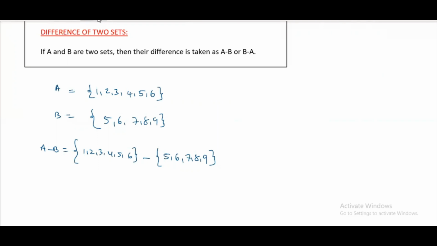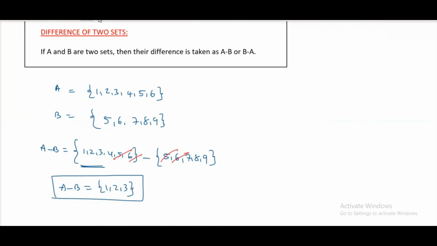So 1, 2, 3, 4, 5, 6, and 5, 6, 7, 8, 9. Let's cancel the elements which are present in both, that is 5, 6. So the remaining elements present in the first set is nothing but A minus B, that is 1, 2, 3. After cancelling the common elements in both, the remaining elements are only in the first set.